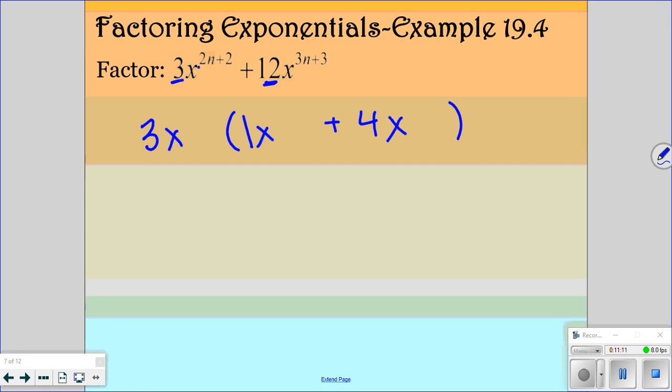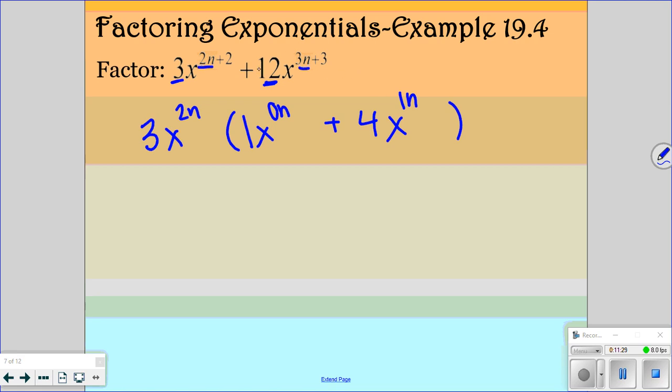We have 2 n's and we have 3 n's. So the most that we can take out is 2 of them. And so that would leave 0 n's here, and that would leave 1 n here. Because when you're multiplying, you add. So 2 n plus 0 n is the 2 n, and then 2 n plus 1 n is the 3 n.